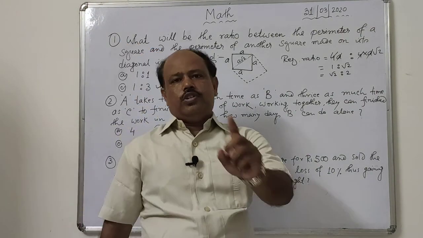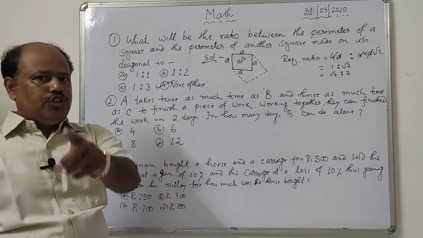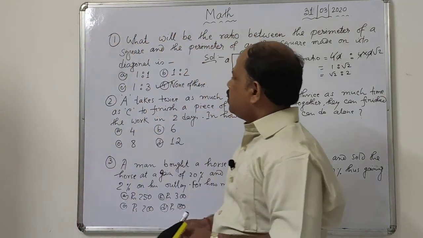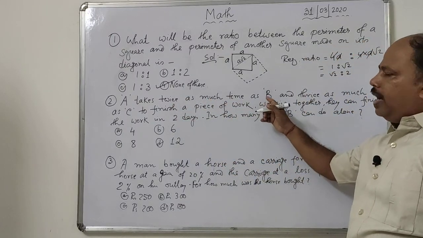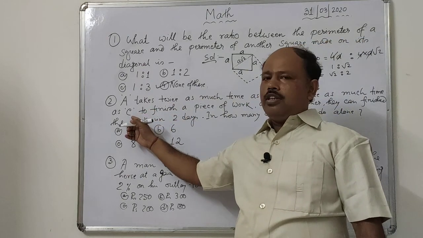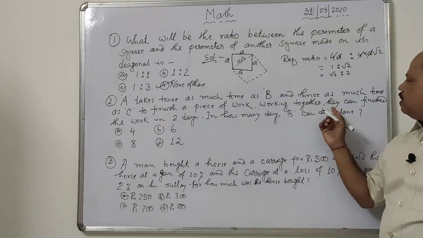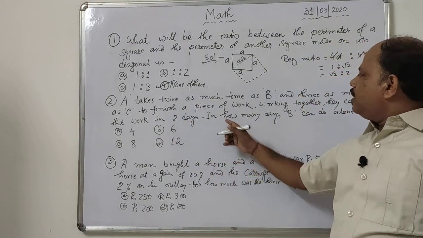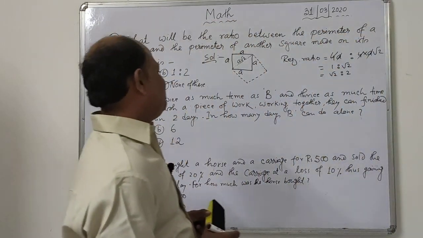So first question already we have done. Now question number 2. Read with me. What is the question number 2? It takes twice as much time as B and thrice as much time as C to finish a piece of work, and working together they can finish the work in 2 days. In how many days we can do alone?